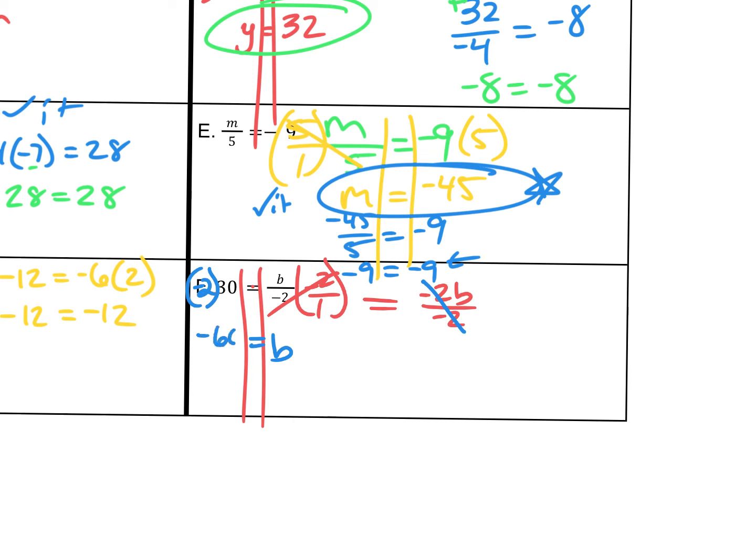I get negative 60. So I plug it in to check in the original equation. 30 is supposed to be negative 60 divided by negative 2. A negative divided by a negative is a positive. 60 divided by 2 is 30. My solution is correct.